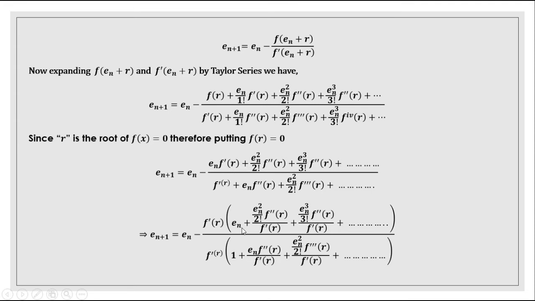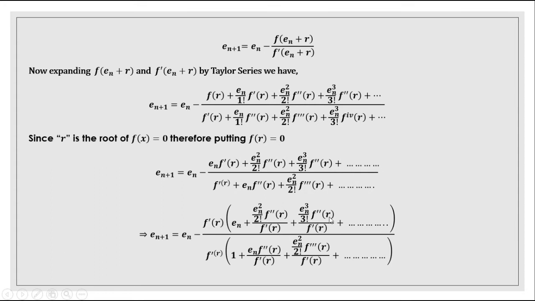We will get e_n plus e_n squared divided by 2 factorial into f''(r). This term will be the same, and we have taken f'(r) common. So if you multiply f'(r) with this term, you will get e_n into f'(r), and when you multiply this with this, the f'(r) will cancel out with f'(r), and again we will get this term.